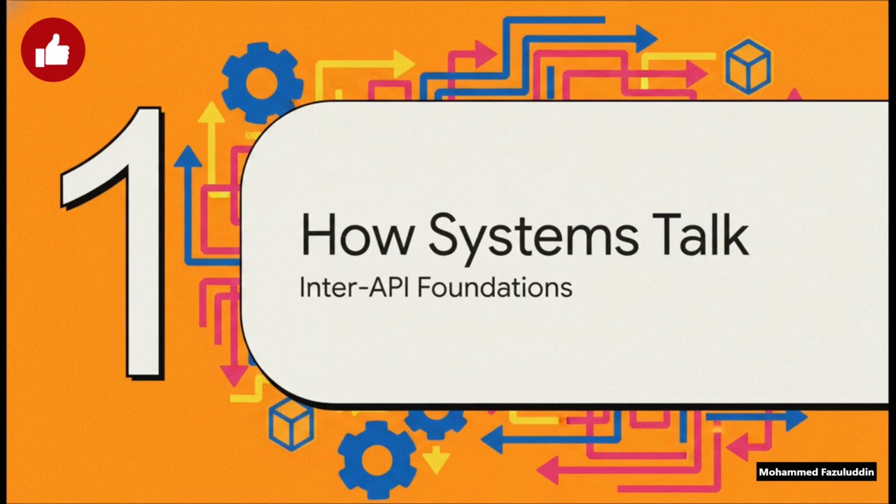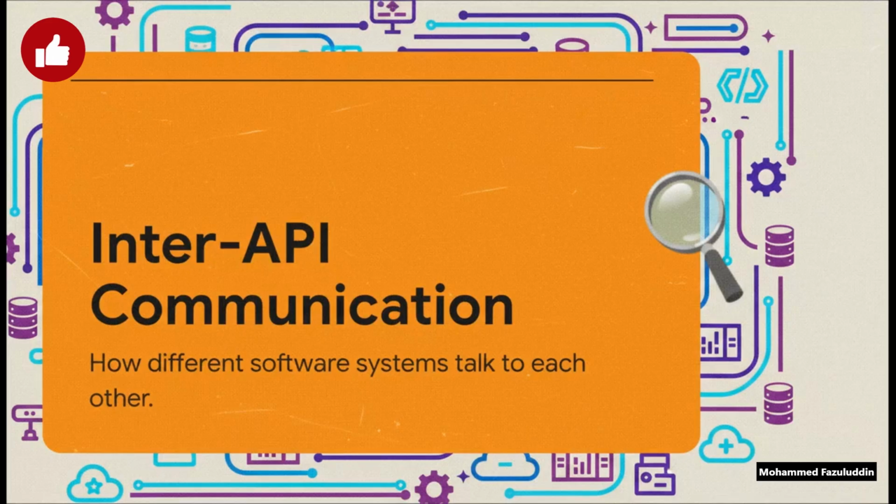Section 1, how software systems talk. The foundations of inter-API communication. So, let's frame the core problem here. Isolated software simply cannot scale alone, right? Inter-API communication is basically the architectural layer dictating exactly how disparate software systems talk to each other.